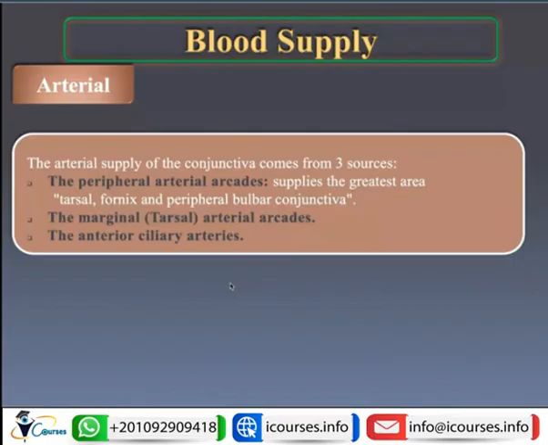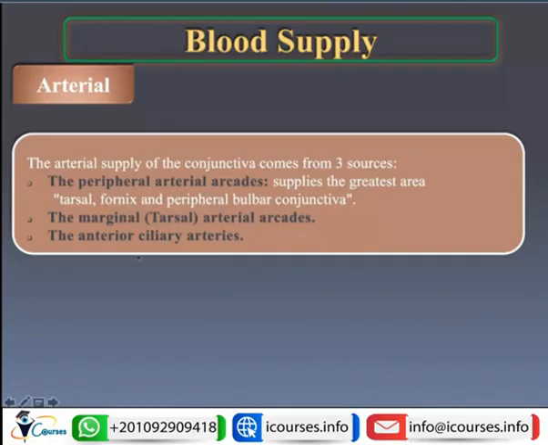Then we will discuss the blood supply of the conjunctiva. Most of the details have been mentioned in the first part, which is the lid. We said that the lid supply is coming from the arcades. So we have the marginal arcades, which are the upper marginal arcade and lower marginal arcade, and we have the upper tarsal or upper peripheral arcade. These arcades share in the blood supply of the conjunctiva as well as the eyelid.